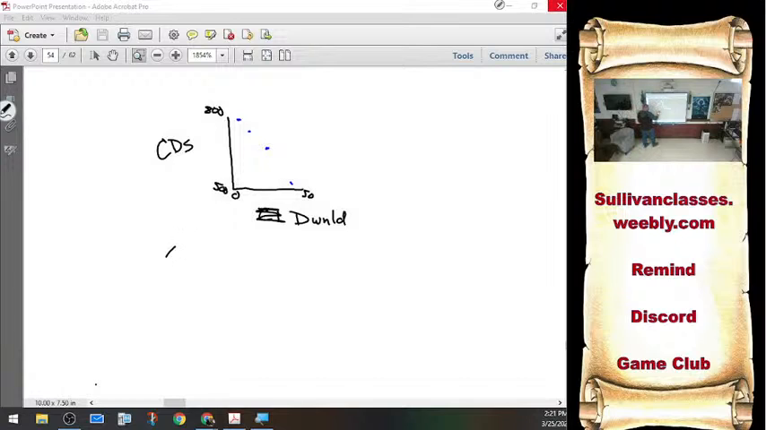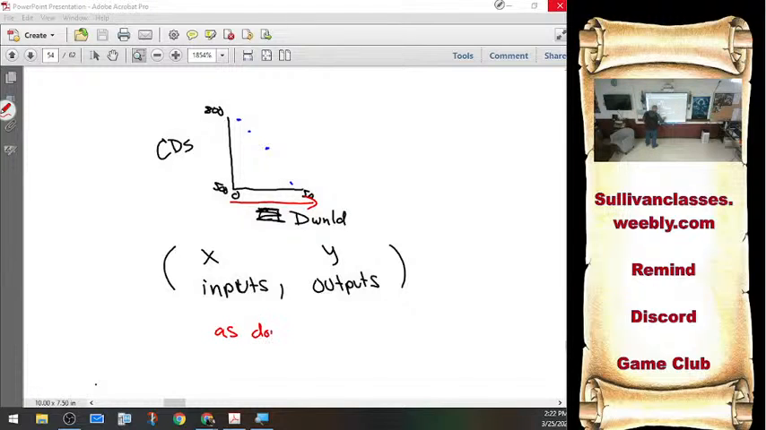What I'd like you to write next to it is, isn't it always X's and Y's? Isn't it always inputs and outputs? So since my X's were downloads, those were getting bigger. So I would say as downloads increase, right, X does this. What does Y do?